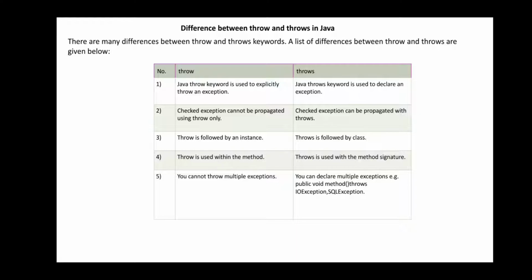Throw is followed by an instance, and throws is followed by a class. Throw is going to be with normal object variable values, and throws is going to be with class values. Throw is used within the method. Throws is used with the method signature. You can't throw multiple exceptions with throw, but with throws you can throw multiple exceptions without any problem. Throw is going to handle only a single exception at a time, but throws is going to handle more than one exception.